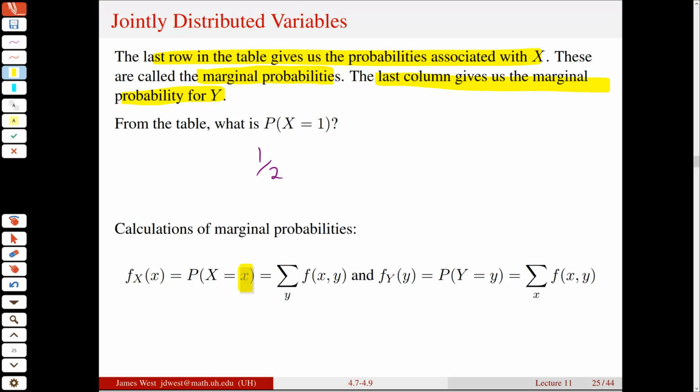We fix some value of x or leave it as a variable, and then sum f of xy over all possible y to get fx. For fy, we fix some y or leave it as a variable, and sum f of xy over all possible x.